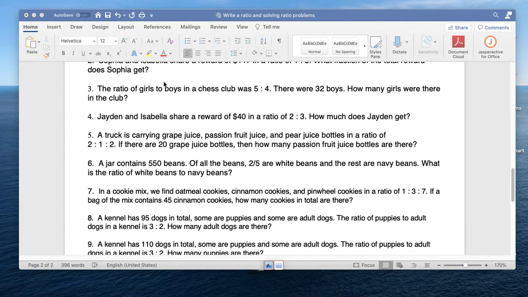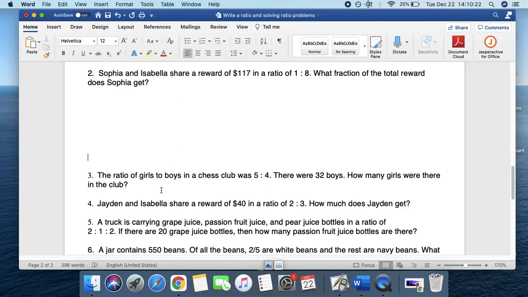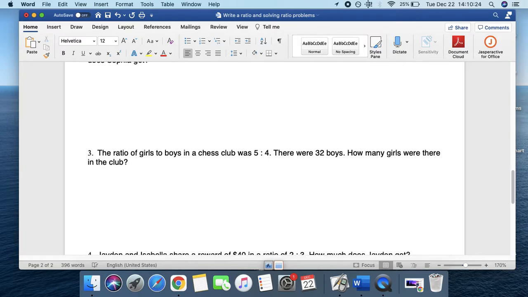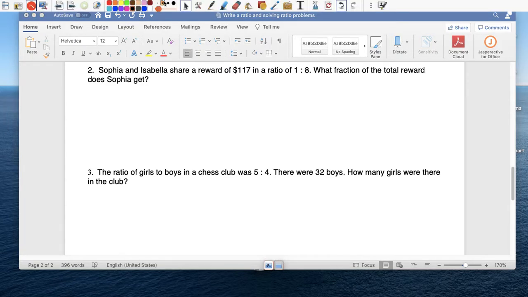Number 2, let me give me some room over here. And give me some room over here. 2, Sophia and Isabella share a reward of 117 in the ratio of 1 to 8. What fraction of the total reward does Sophia get? So Sophia and Isabella, they get money. They get $117, right? En billetes de uno. And they share a ratio.